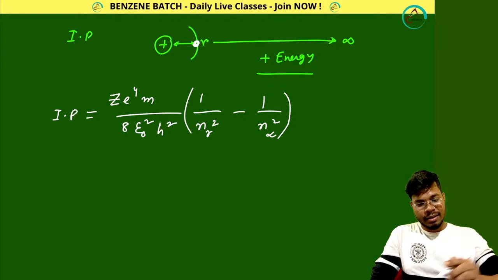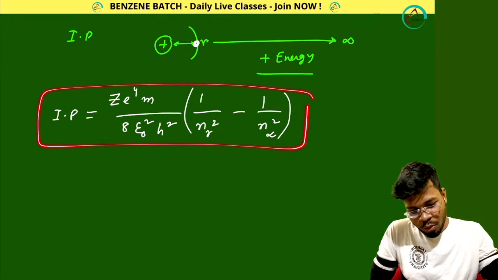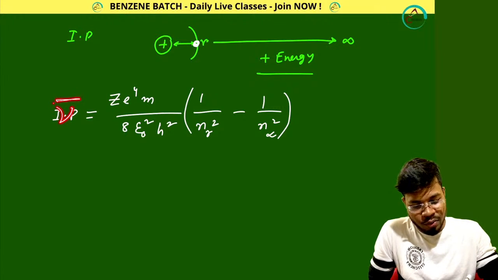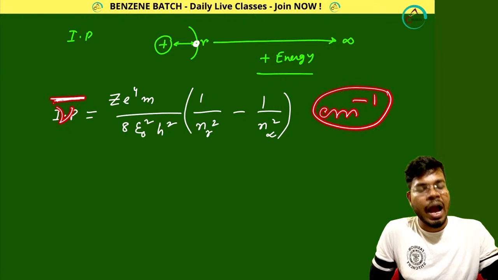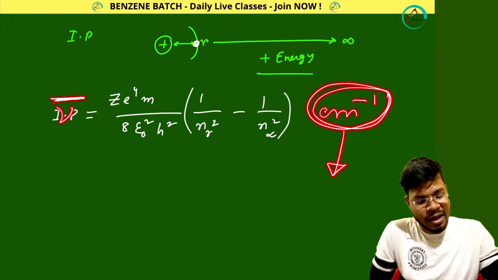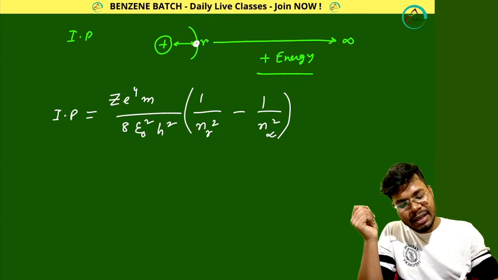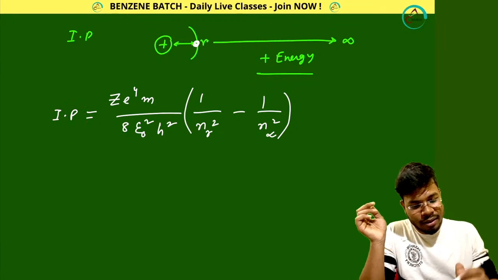Okay. So why am I not using the nu bar equation? Think about why. If we calculate nu bar, I will get the value in centimeter inverse. Then I have to convert this centimeter inverse value to kilojoule or joule. So I am directly using the energy equation.